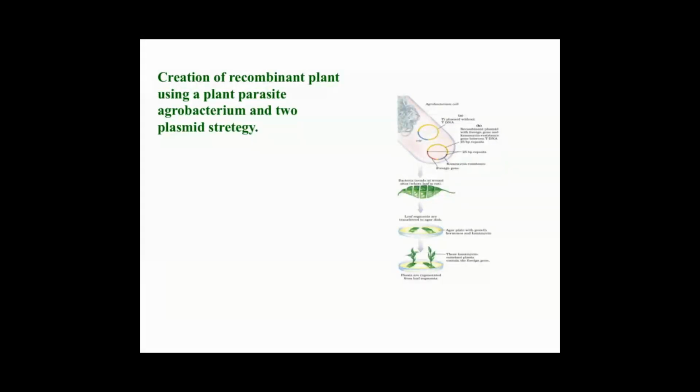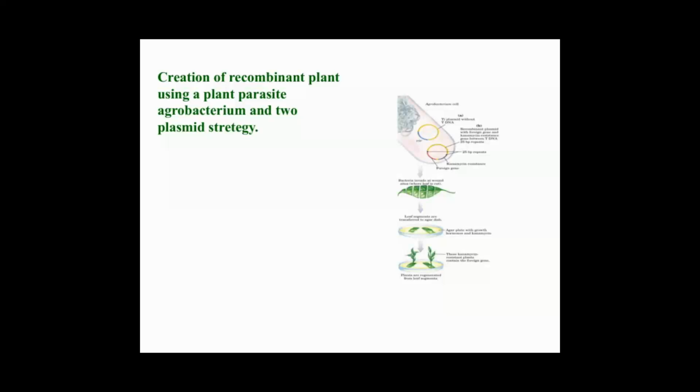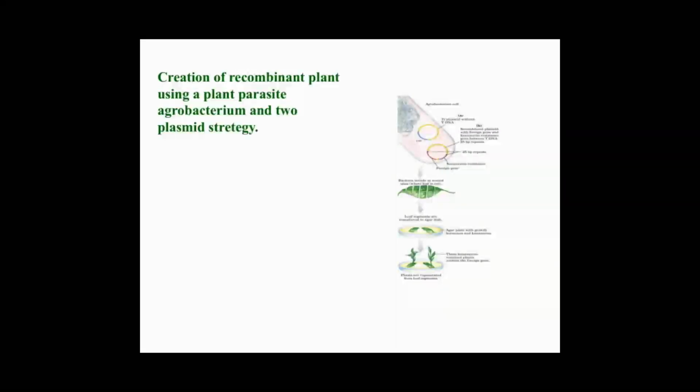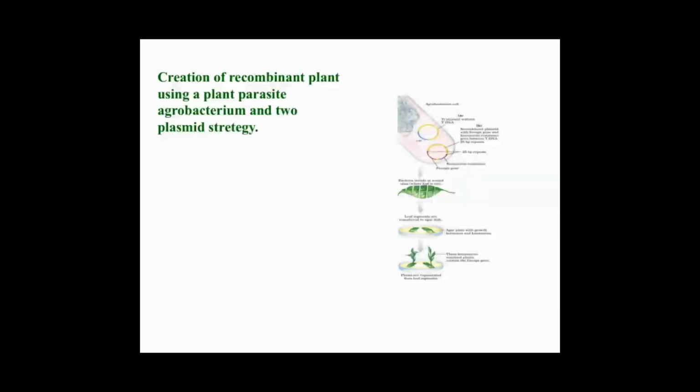When combined, these plasmids enable precise insertion of the new genetic material into the plant, making this method highly effective for plant genetic engineering. This approach is a cornerstone in developing genetically modified crops, connecting directly to our overall theme of advancing agricultural biotechnology through innovative genetic tools.